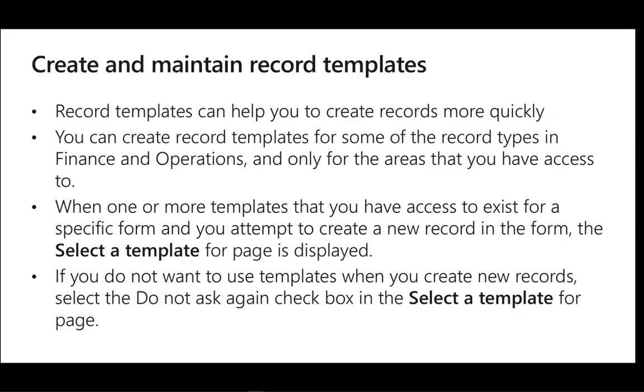For example, if we want to create items in the same item family, which has the same item model group, product group, item group, and dimension group, we can create a record template. So every time we create a new product, we will apply this record template to speed up data entry.